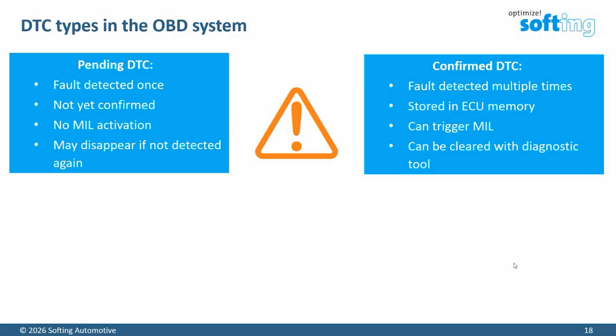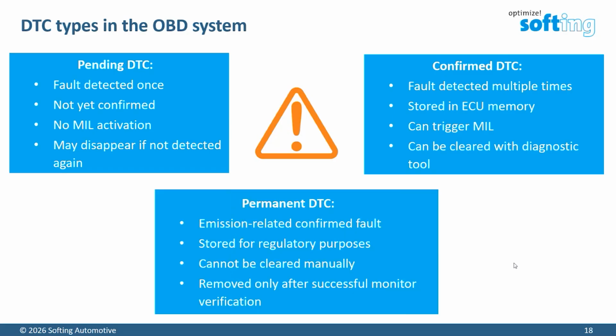What cannot be cleared manually is a permanent DTC. So a confirmed DTC can also turn into a permanent DTC. That's an emission-related confirmed fault. It is stored for regulatory purposes and cannot be cleared manually. It will be removed after a successful monitor verification.